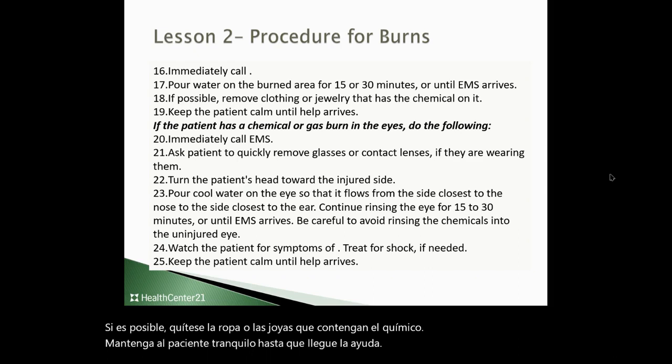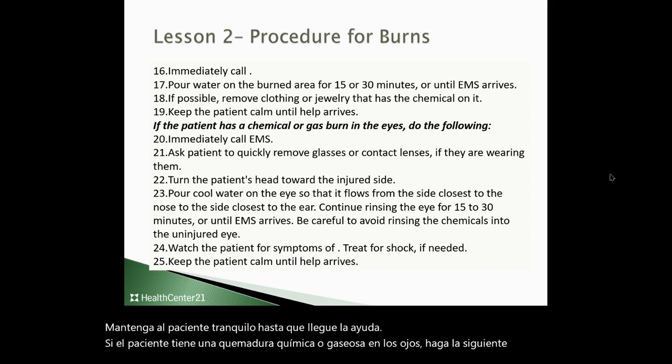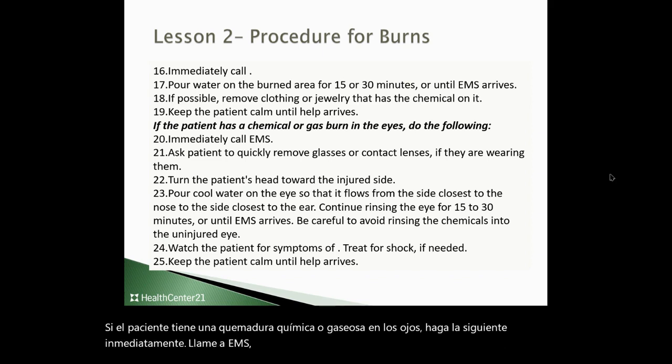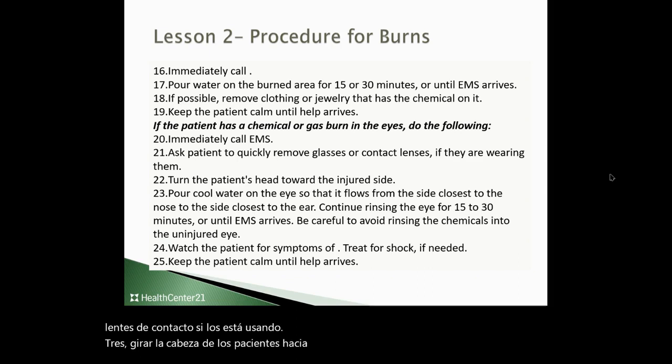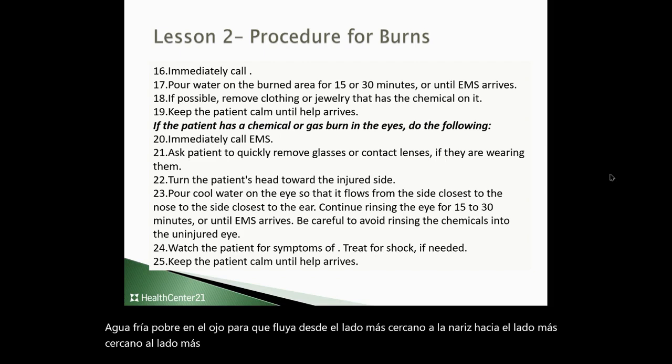If the patient has a chemical or gas burn in the eyes, do the following. 1. Immediately call EMS. 2. Ask patient to quickly remove glasses or contact lenses if they are wearing them. 3. Turn the patient's head toward the injured side. Pour cool water on the eye so that it flows from the side closest to the nose to the side closest to the ear. Continue rinsing the eye for 15 to 30 minutes or until EMS arrives. Be careful to avoid rinsing the chemicals into the uninjured eye.